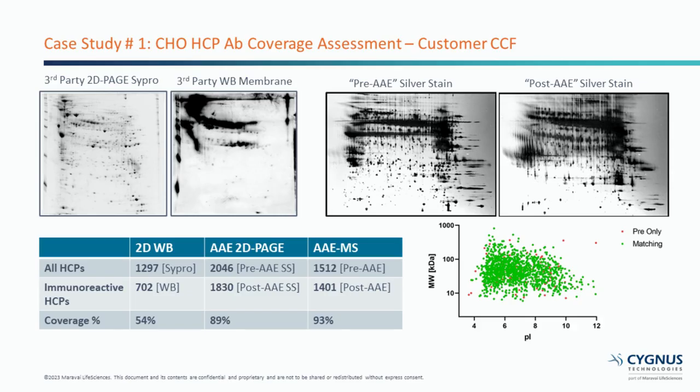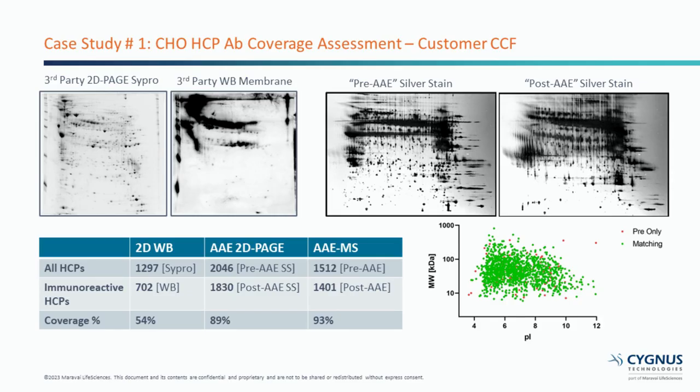2D PAGE shows protein spots on the gel, while LC-MS identifies unique proteins. So the same protein can be represented by more than one spot. The number of spots in the starting material by 2D PAGE was 2,046, while in starting material by mass spec, it was 1,512 unique proteins. So this is very important. We are identifying unique proteins with mass spec, not gel spots.